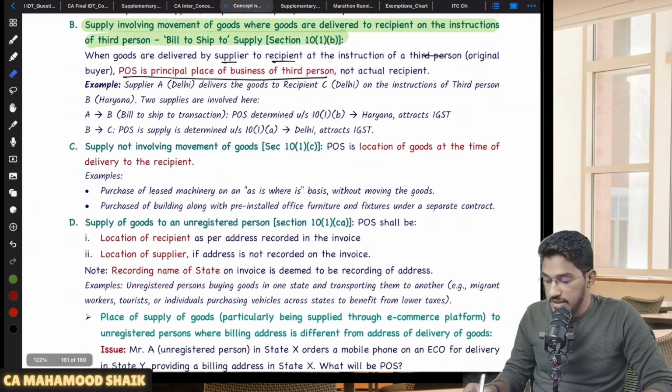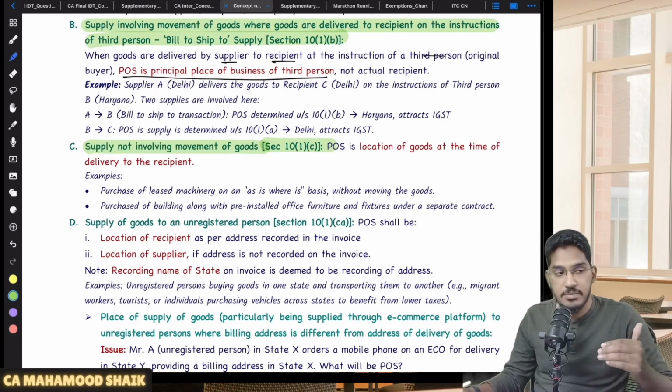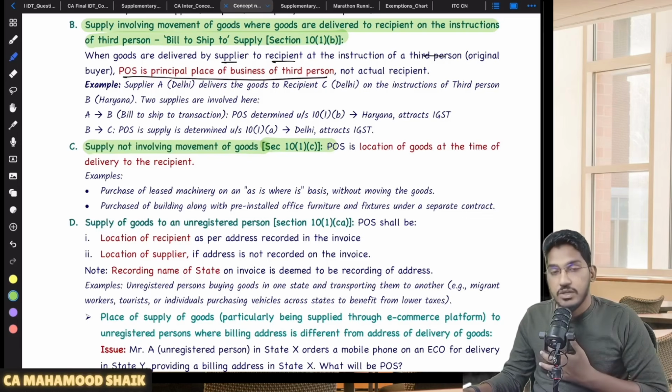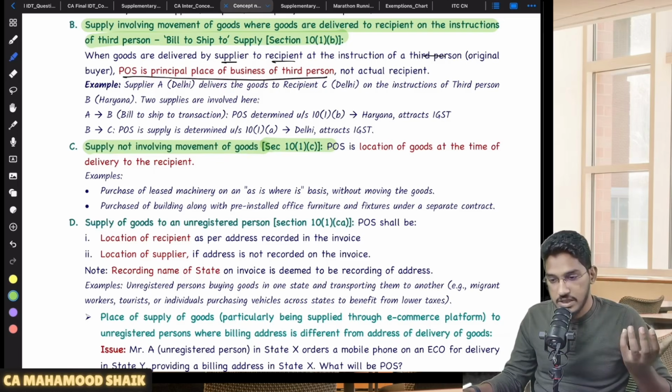Now we will talk about 10 subsection 1 clause C. Sir, what is 10 subsection 1 clause C talking about? 10 subsection 1 clause C talks about how to determine the place of supply in case supply is not involving the movement. Sometimes we make supply of the goods without involving any movement of the goods. We are causing a supply of goods, but it does not require any movement. To effect that supply, movement of the goods is not required.